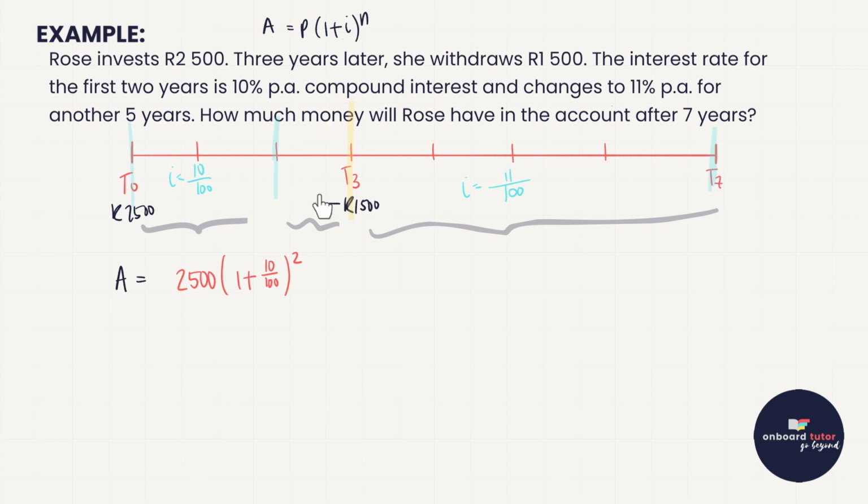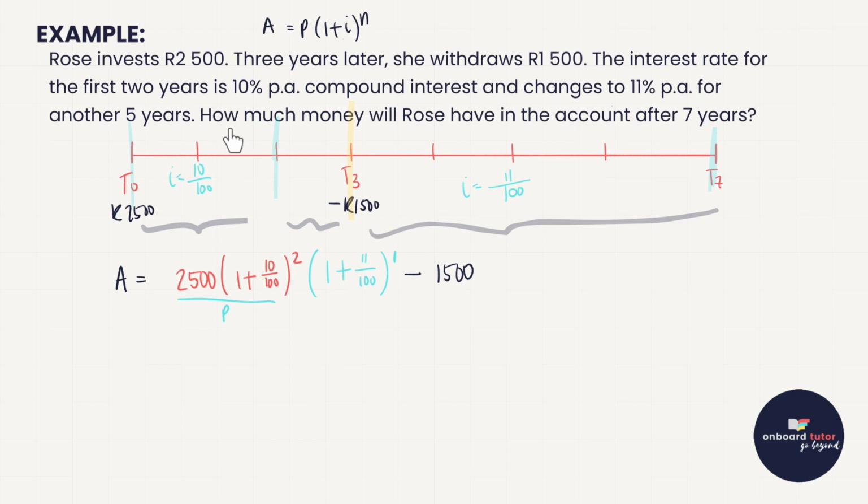Now she's got another year, but the interest rate is going to change. So because it's compound interest, she's going to earn interest on everything in the bank account up until now. So I'm going to say, well, all of this becomes the new p-value there. Okay, and then this is going to multiply by 1 plus the interest rate, which has now changed to 11%. Okay, just for 1 year, because now Rose is withdrawing money, and so we need to take that into account. So after that time, she's going to subtract 1,500 rand from the account.